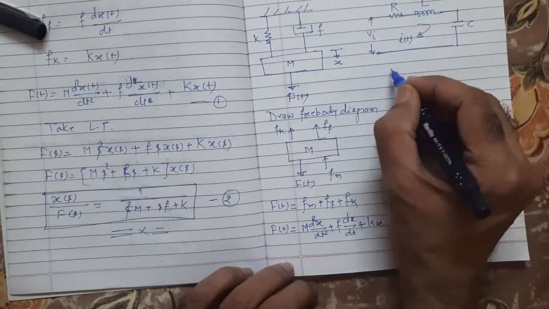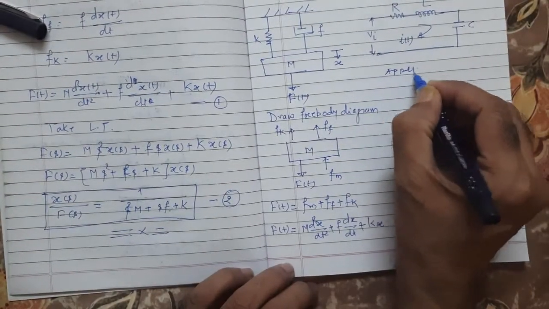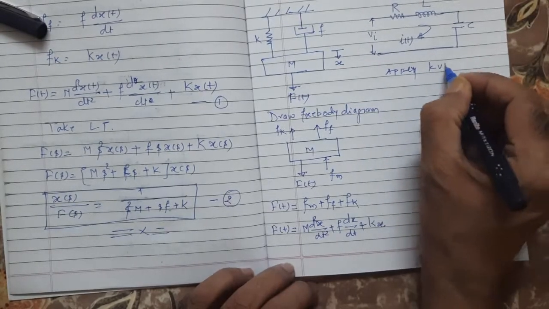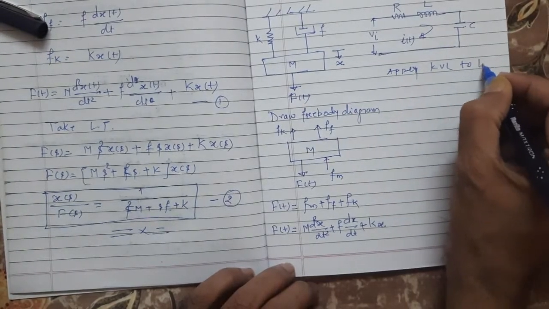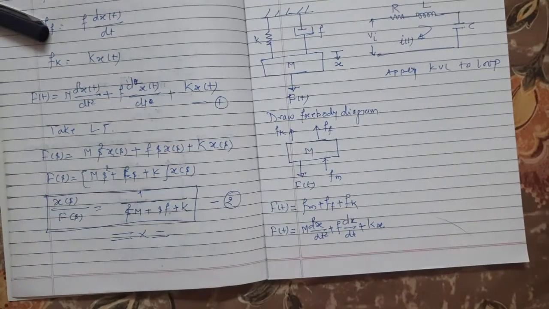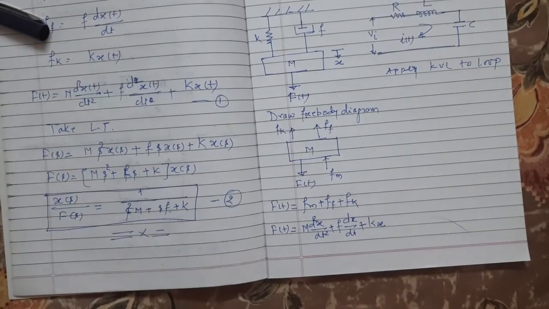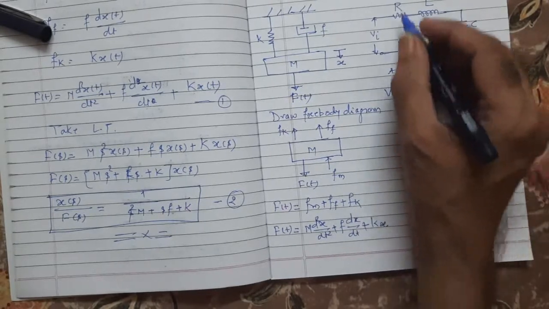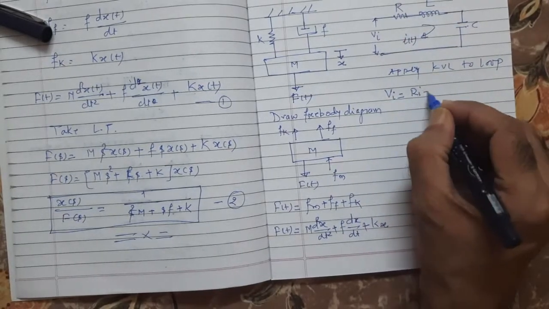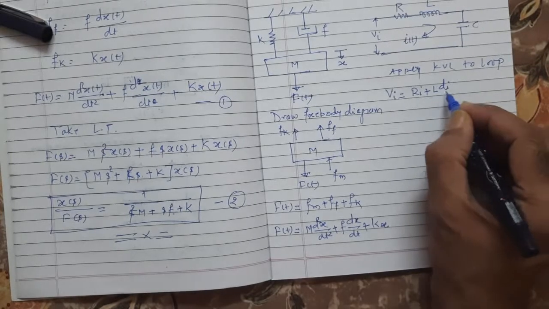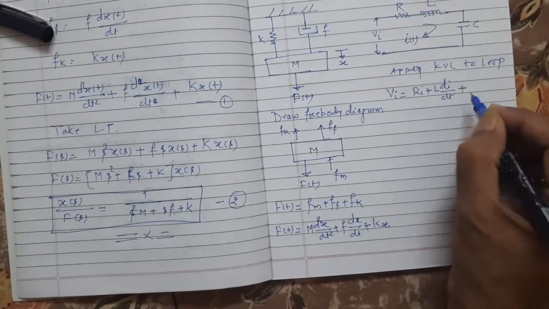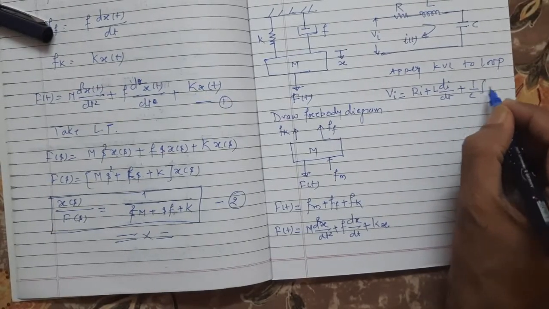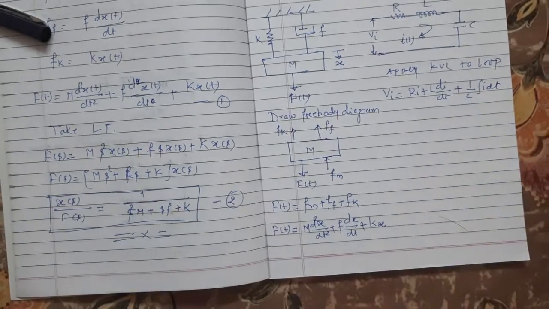Similarly, for the electrical circuit, apply KVL to the loop. Now this KVL gives Vi equals R into I plus L into di by dt plus 1 by C integration of I dt.